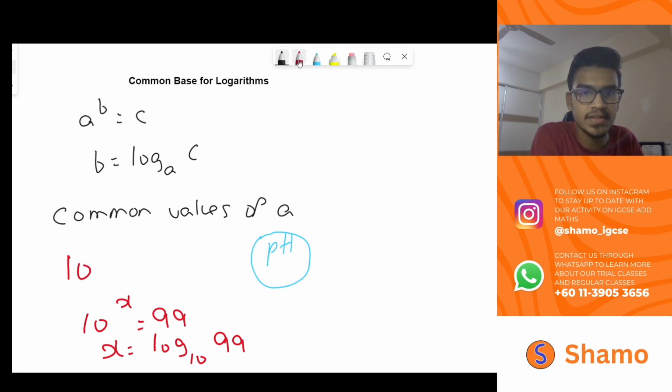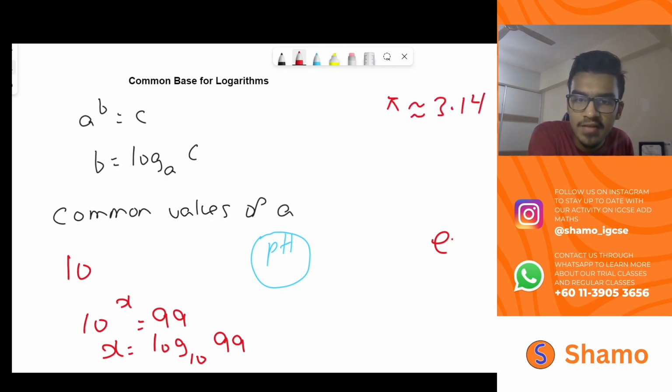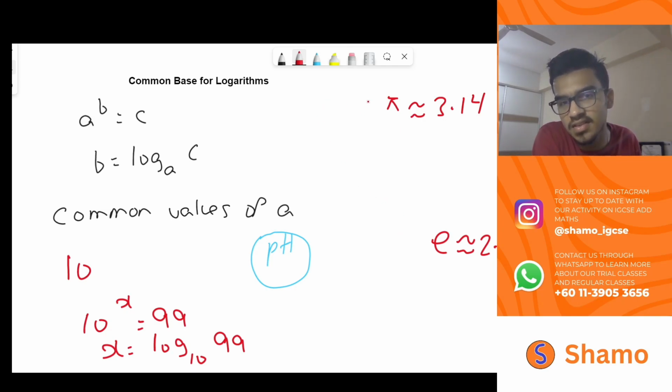Another very common base is e. And e is just a constant, like how pi's value is approximately 3.14, we have e, whose value is approximately 2.718. Now you'll be like, how is e important? We know pi is important in circles. Someone just said e is important and we just agreed. No, there's actually a very important reason what makes e so important and a common base for logarithms. But we won't get too much into that right now.